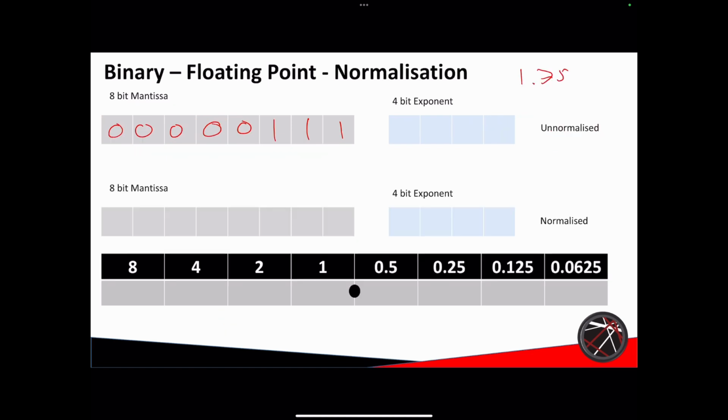Okay, so let's look at normalisation, and we've got a scenario here where I've got all these zeros and a 1. I want to represent 1.75. In other words, the decimal place needs to be in that position there. However, because it's unnormalised, the decimal place is currently here, and therefore it needs to move across. So we would have 1, 2, 3, 4, 5 as our exponent.